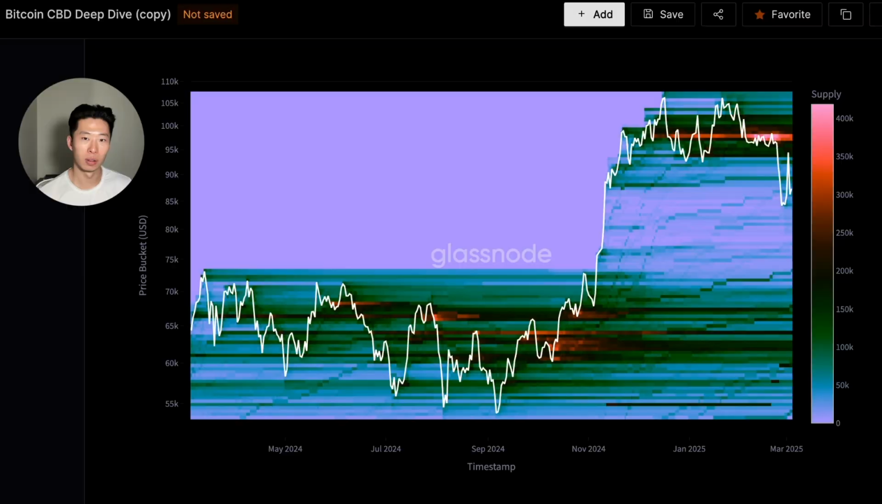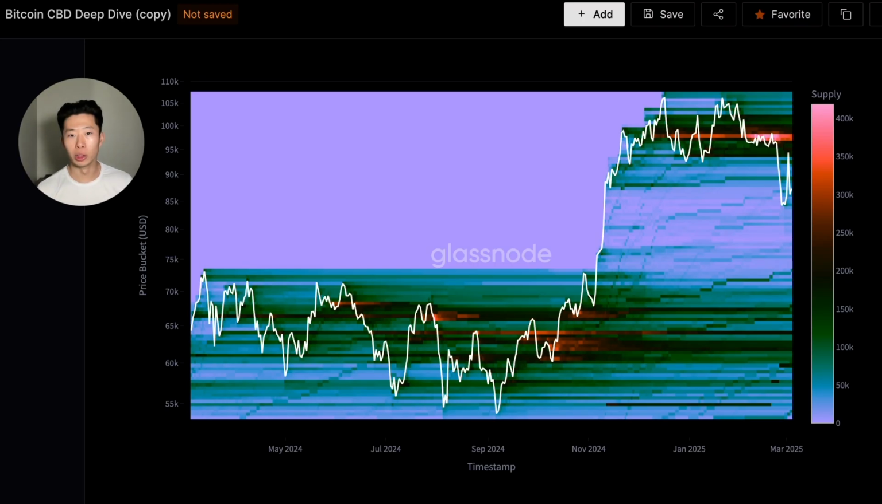Now, let me give you an example of what the chart would look like if people were actually good at timing the market. If the majority of people were actually good at timing the market, you should see the orange fade to black into green in these areas instead of these areas. This would mean that they are buying between the 55 to 60K range and selling between the 65 and 70K range.